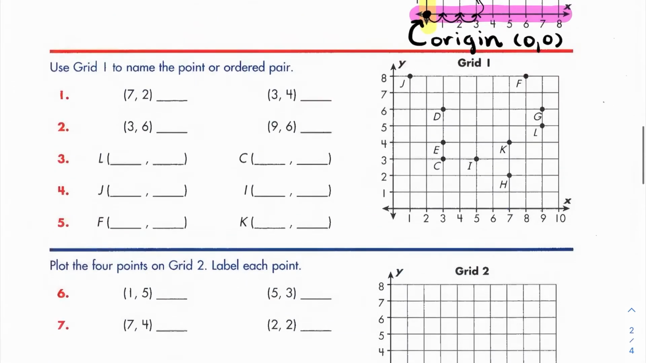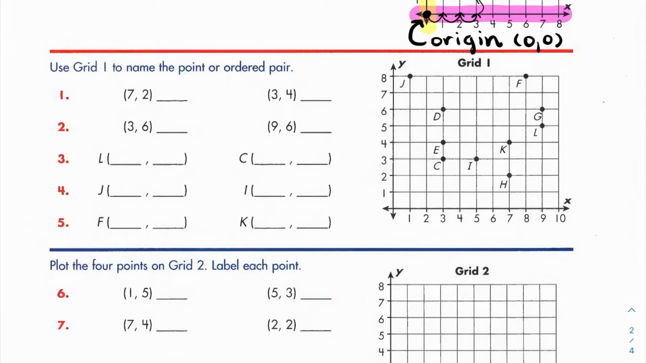So the directions for section 1 says use grid 1 to name the point or the ordered pair. You're kind of asked to do two different things. You're asked to either name the point or name the ordered pair. So on question 1, we are given the point 7, 2. So for this one, we will name the point and we will name it with a letter that is from the grid at the right.